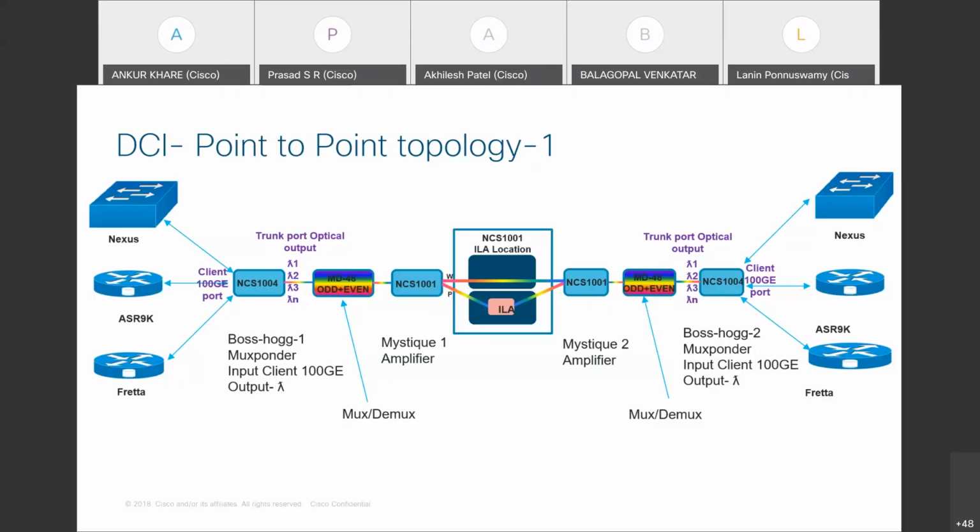Okay, so we have two topologies. One is this one, where we take the inputs from Nexus, ASR9K, and others, and it goes via the muxponder, which is NCS 1004. It goes via mux demux, and then the amplifier. The amplifier is nothing but an optical amplifier, which is Mystic. Here we will have amplification, and we have two paths of protection. We provide the protection here, not on the muxponder but in the amplifier. So the network goes in two paths, working and protection. So these are the three components basically.